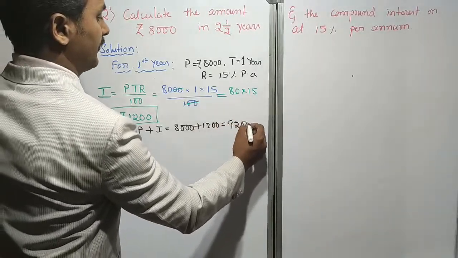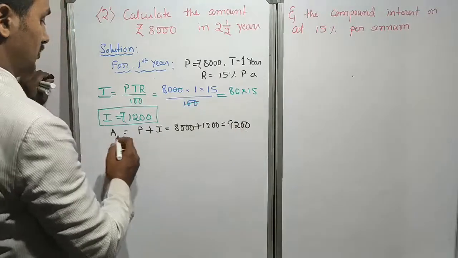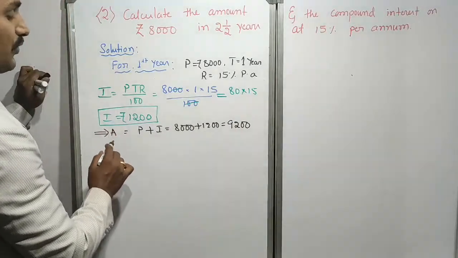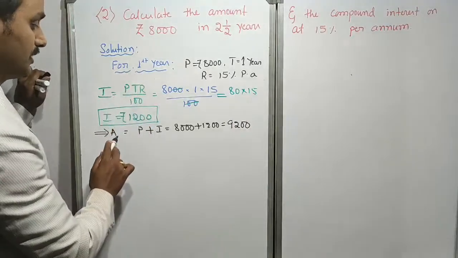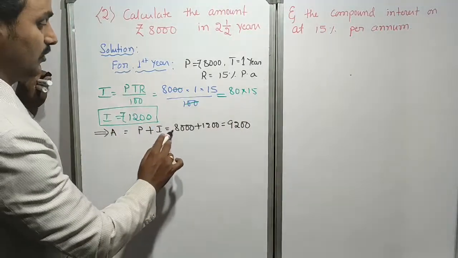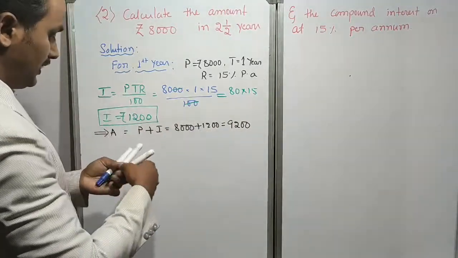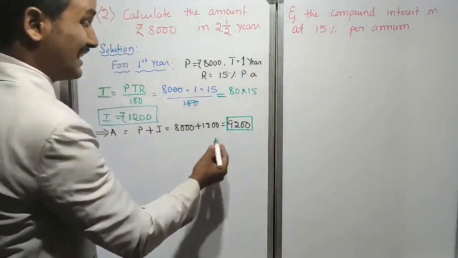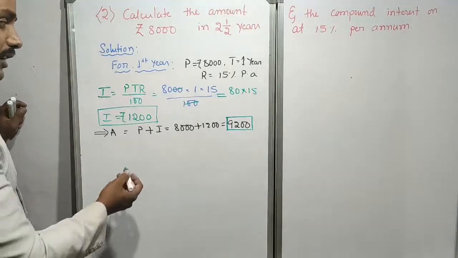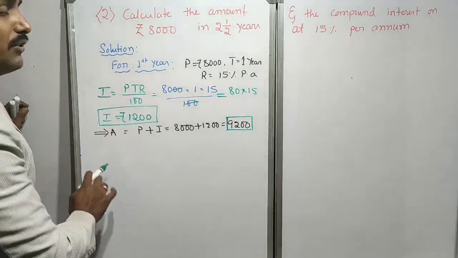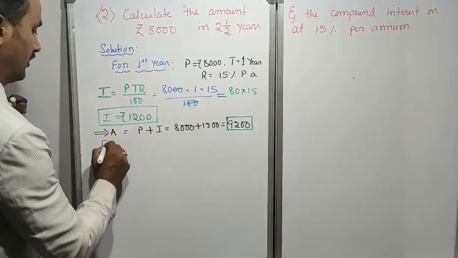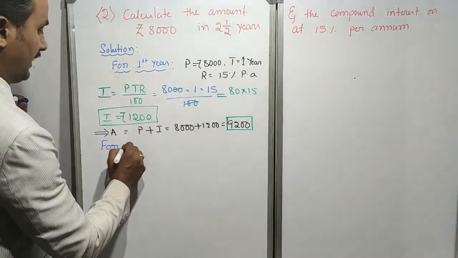Addition is easy. Now this amount, what is there here, dear children? Very very important. At the end of the first year, amount is equal to 9,200, dear children. This 9,200 became the principal amount of the second year. Shall I continue the next step? That for second year.